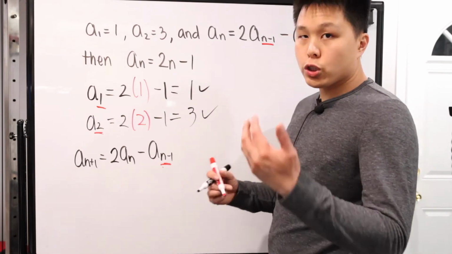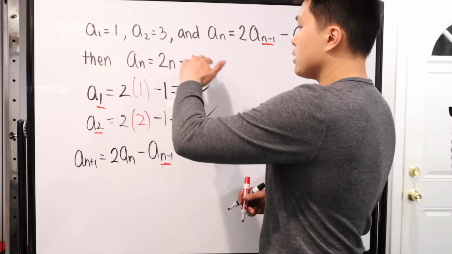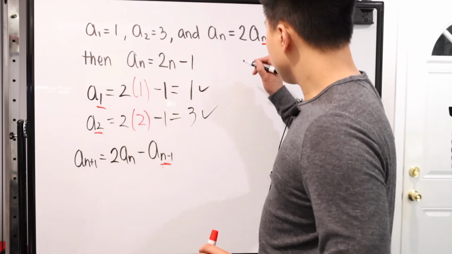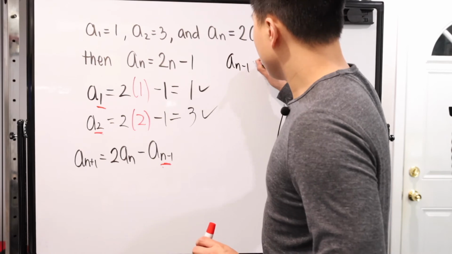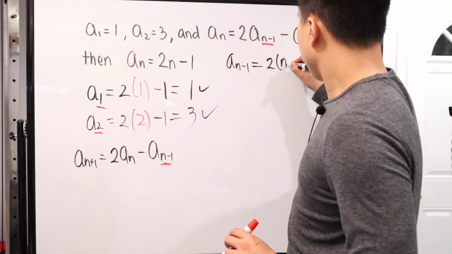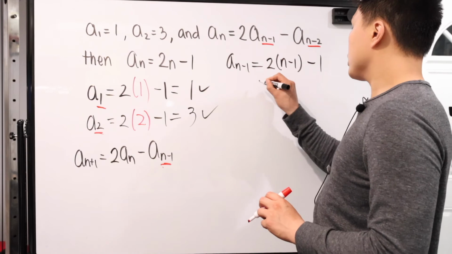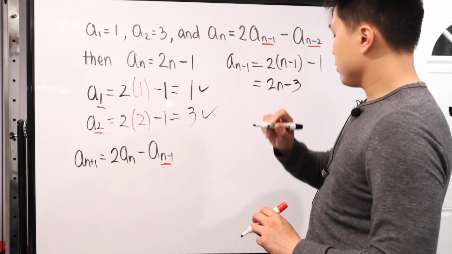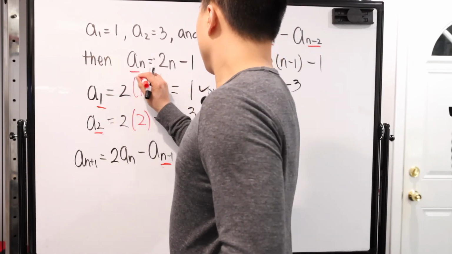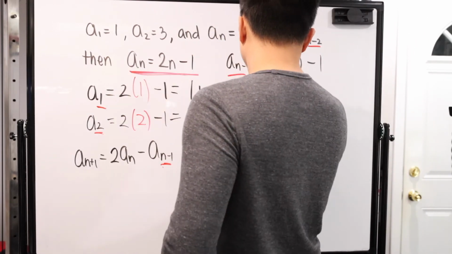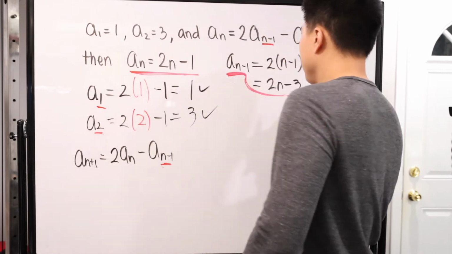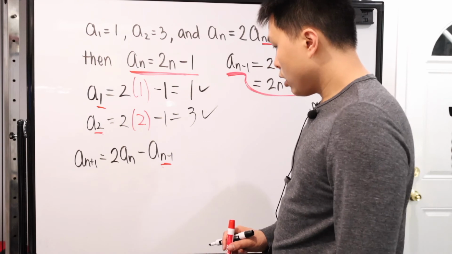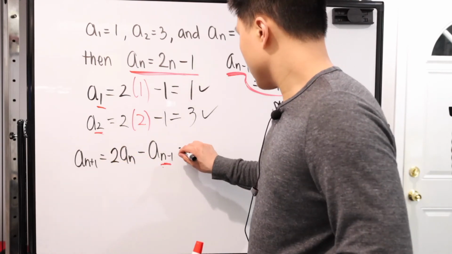Now, we're assuming this statement is true: a sub n equals 2n minus 1. And so a sub n minus 1 should be 2 times n minus 1, minus 1. If we simplify that, that is 2n minus 3. Okay, so we have our assumption of this guy being true, and based on that, the assumption of this guy being true as well, because that's the previous iteration. So, there it is. If that's the case, let's plug it in.